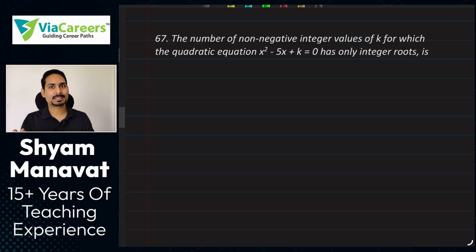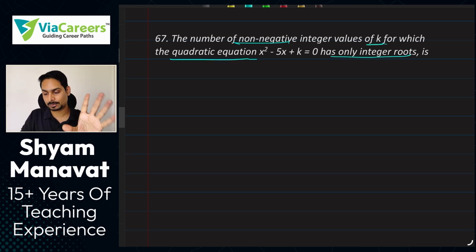Now here you have the question in front of you on the screen. You can pause the video and try attempting the question by yourself, or we can solve this together. So the question says: the number of non-negative integer values of k for which the quadratic equation has only integer roots.